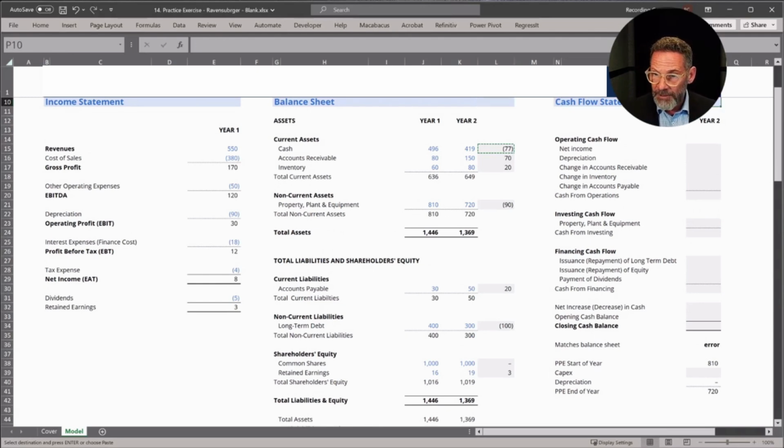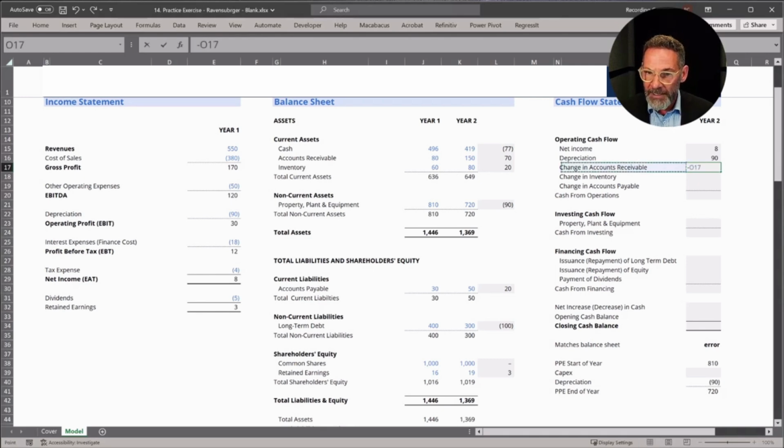So now I'm going to start with net income, and I'm going to link that to row 29, that's E29. We add back depreciation, and that's going to be E22. Now the change in accounts receivable: remember, we have an increase of 70 for accounts receivable and an increase of inventory. And when those assets increase, it means less cash. So we have to make sure those are cash outflows.